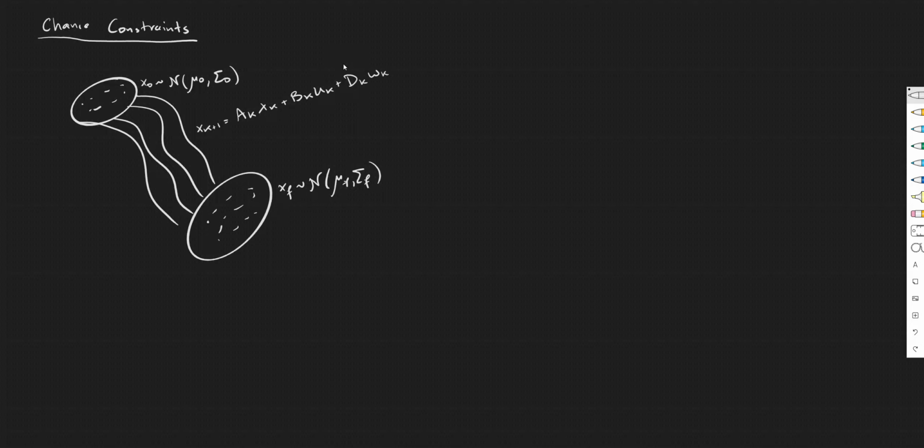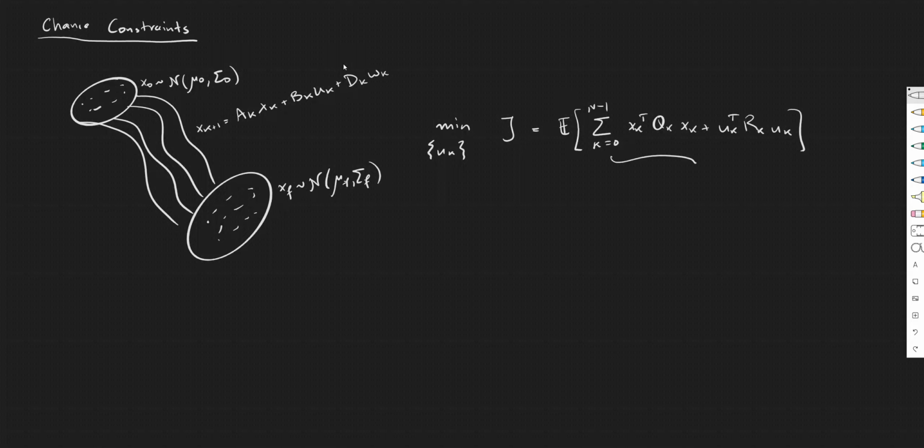And our goal is to design a control sequence u_k that minimizes some cost function. This cost function, we said, was just a quadratic cost function: the expected value of a quadratic cost in terms of the state and in terms of the input. So we want to find a controller that steers our whole distribution from this initial Gaussian distribution to this terminal Gaussian distribution, such that at the same time it minimizes this quadratic cost function.